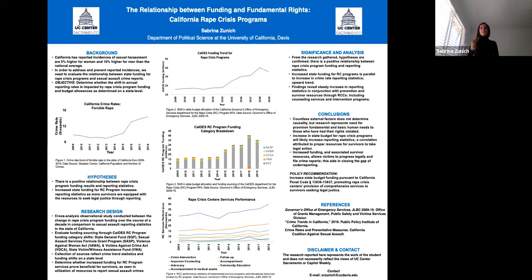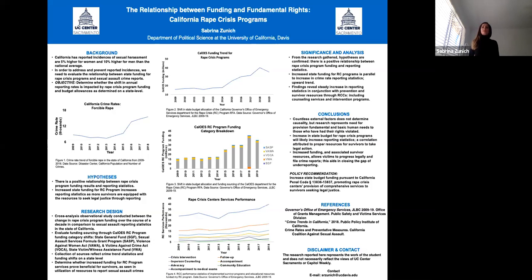I used observational study methods to observe the change in RC program funding and did a cross-comparison analysis of statewide reporting statistics. I then honed in and categorized the different funding sources to determine state fiscal responsibility. And I looked at rape crisis center services to determine if these programs were being utilized better during this time frame. And from my research gathered, my hypothesis is confirmed.